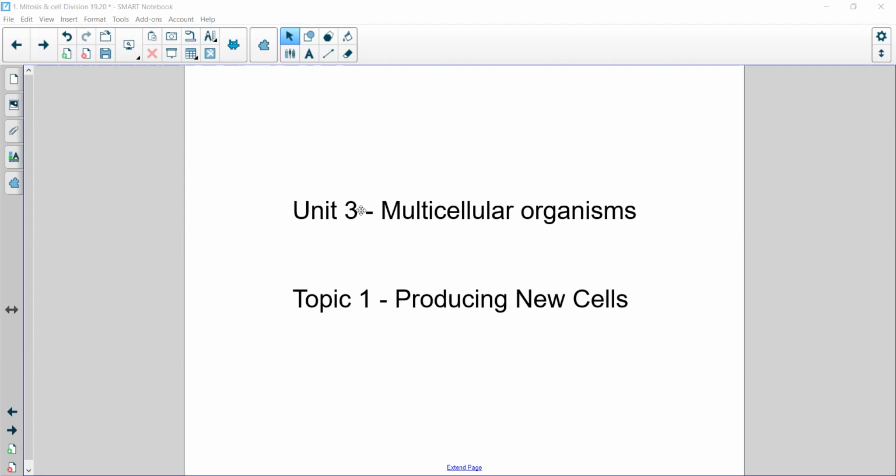So the first booklet in this unit is topic 1, and it is called Producing New Cells, and it directly follows on from the last unit. We're going to look at how cells divide and how they then form more complex organisms that are made up of so many different specialized cells.